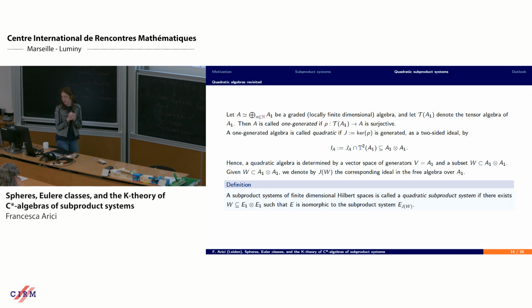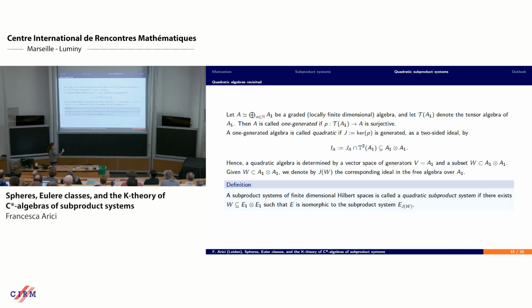We start with a graded algebra. Locally finite dimensional means that all the fibers are finite dimensional vector spaces. Then you look at the tensor algebra, and algebraists say that the algebra is one-generated if the map that you get from the tensor algebra into A is surjective, meaning that you can write any element of your algebra as some tensor made out of the elements of A1. Oh, there should be an n there. First typo is spotted. Probably not the only one.